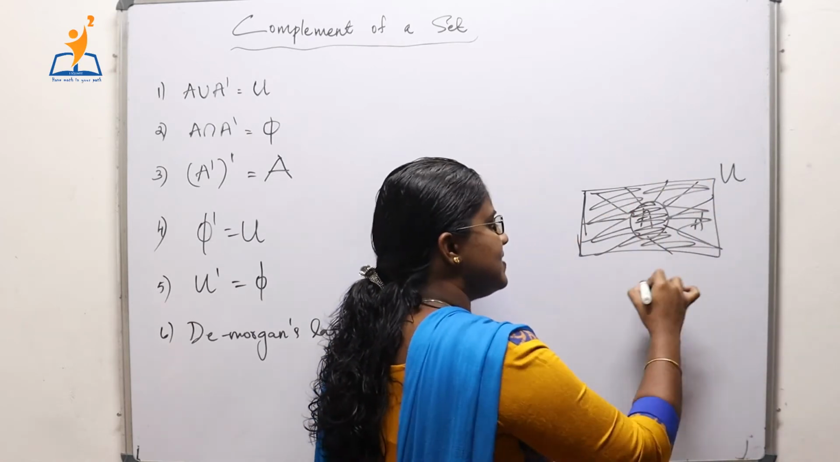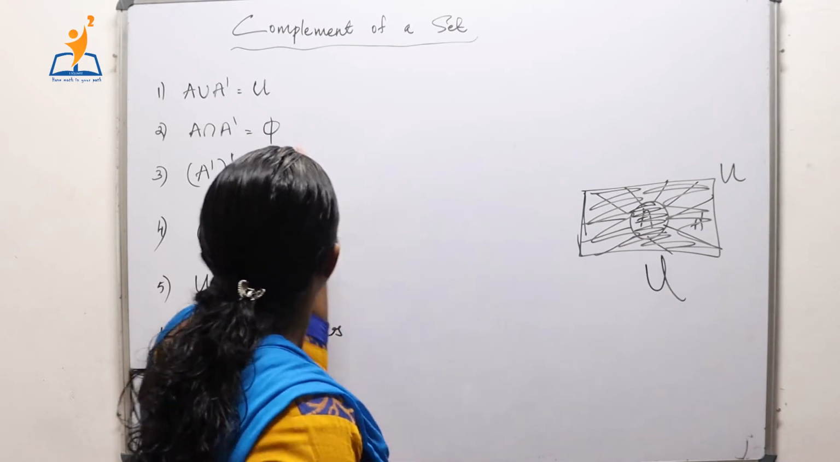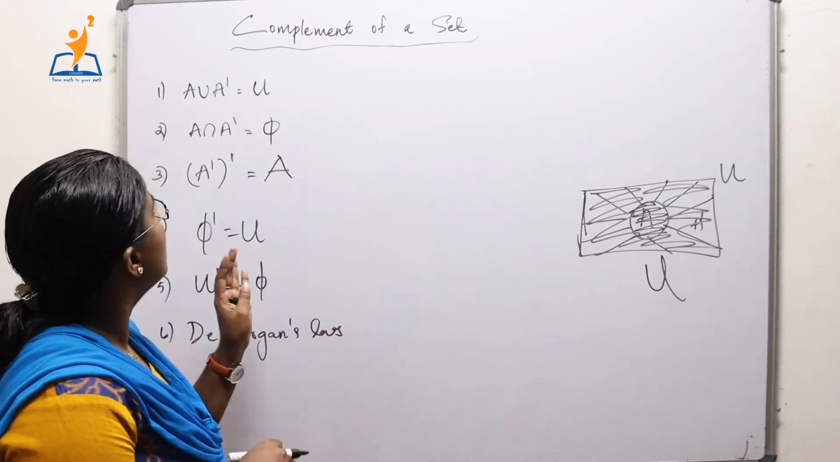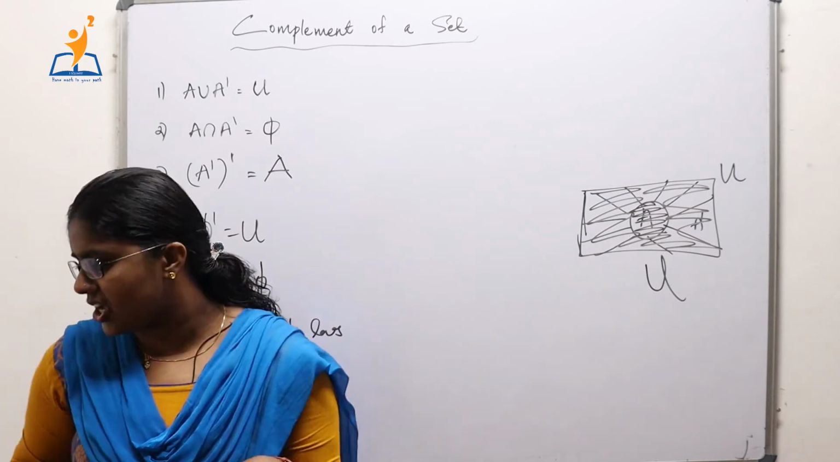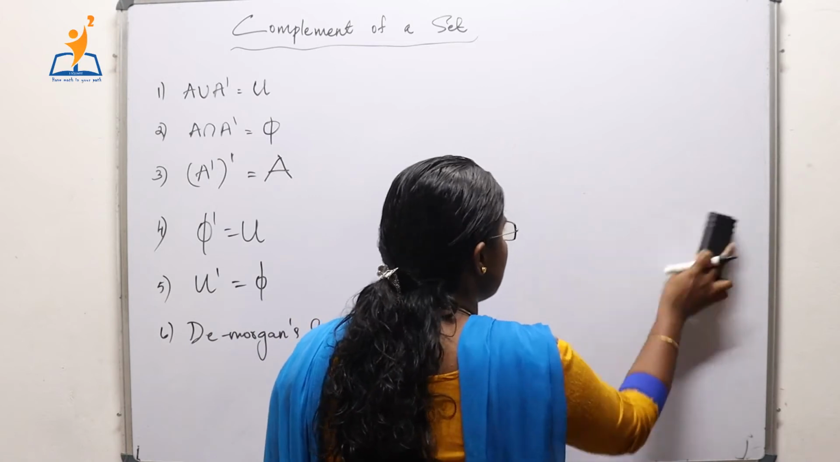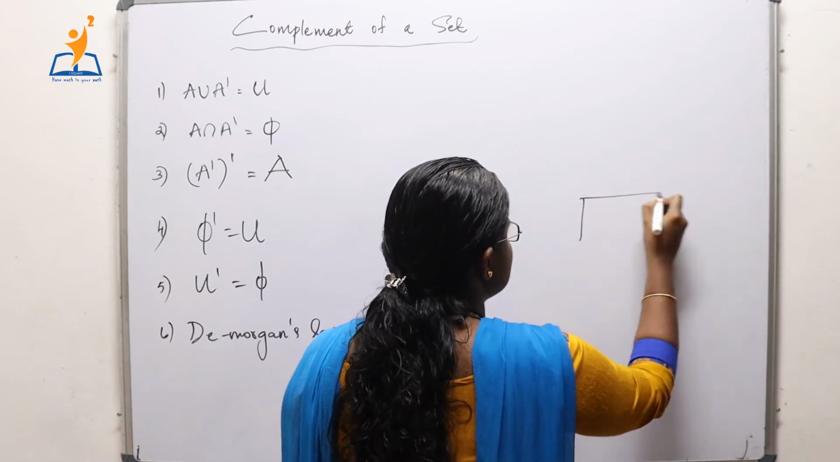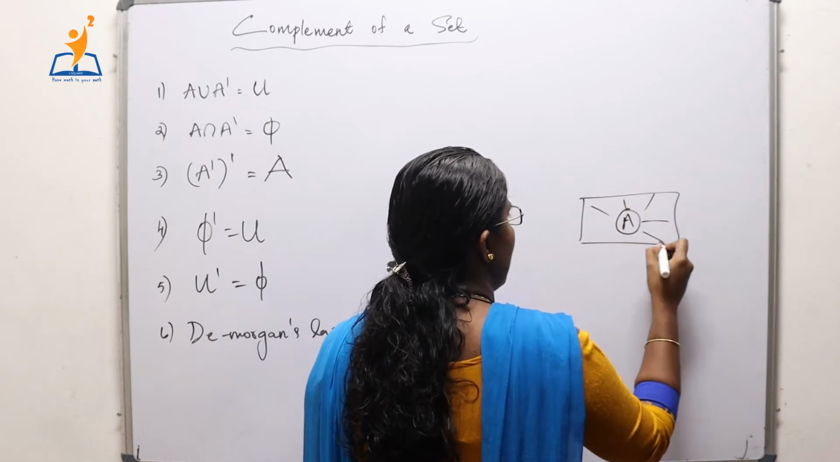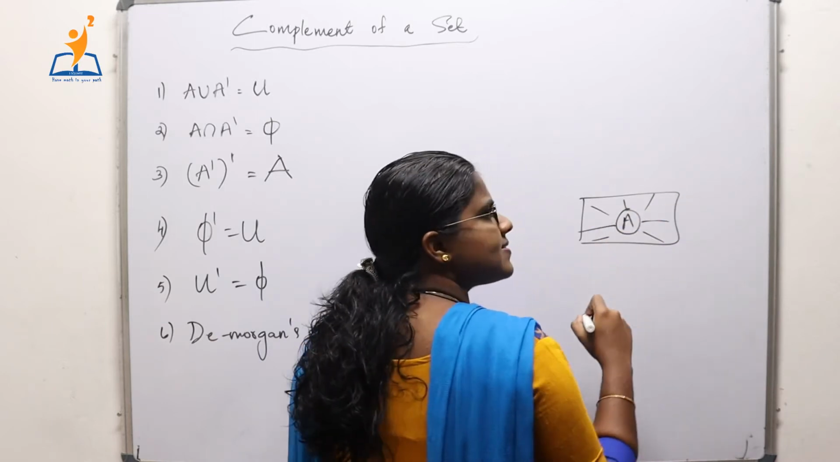So that is our set U. Hence the proof of this property. Now what is A intersection A complement? Going for Venn diagram itself, this is A and the rest of the portion is A complement. What is A intersection A complement?